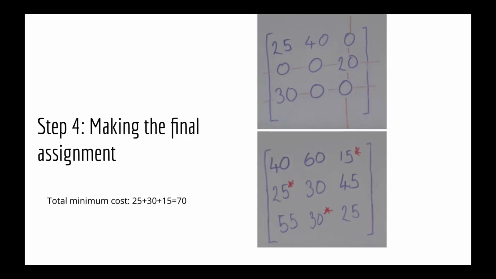We choose the n zeros, where n is the number of rows and columns, while ensuring that each row and column of the matrix only contains one chosen zero. The zeros in this matrix represent the final assignment of workers to jobs. To obtain the total minimum cost, we sum the values of the original matrix that are in the same positions as our chosen zeros. So the total minimum cost for this problem is 25 plus 30 plus 15, which is 70.